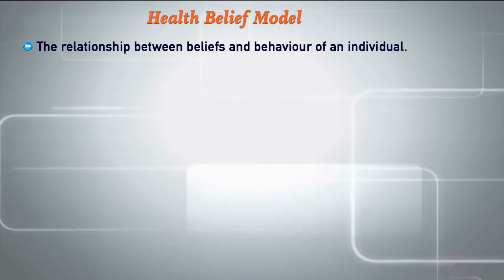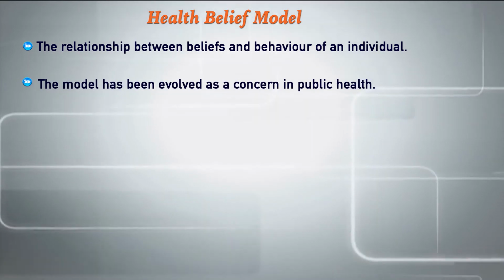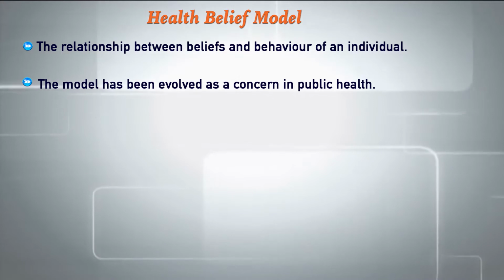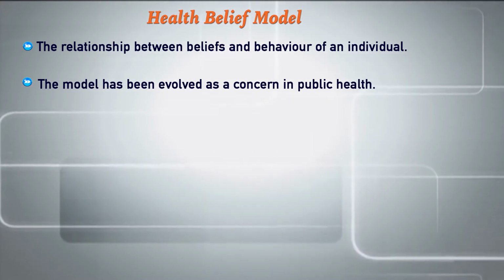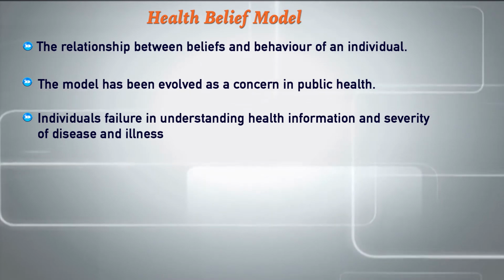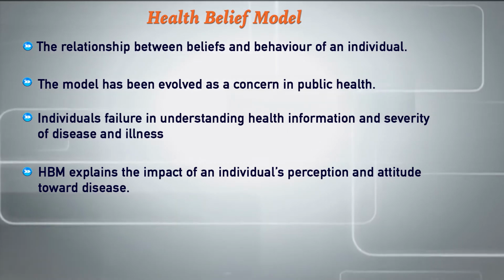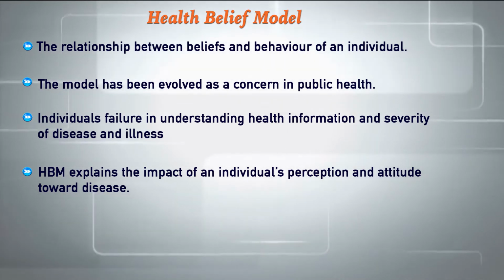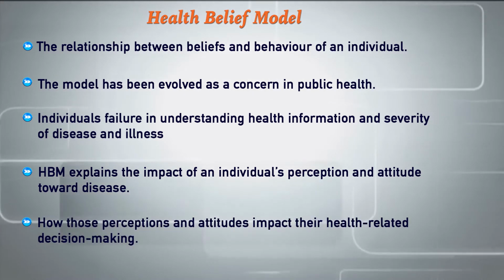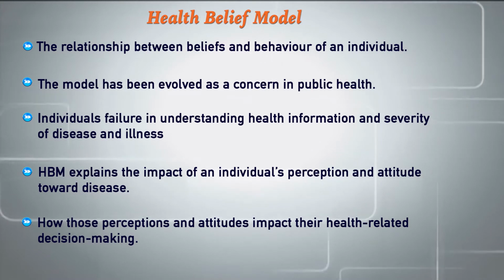The first model we have explained is the health belief model. This model explains the relationship between the beliefs and behavior of an individual. This model evolved as a concern in public health, rooted in America in the 1950s. It addresses individual failure in understanding health information and the severity of disease and illness. So, the health belief model explains the impact of an individual's perception and attitude towards diseases, and how these perceptions and attitudes impact their health-related decision making.